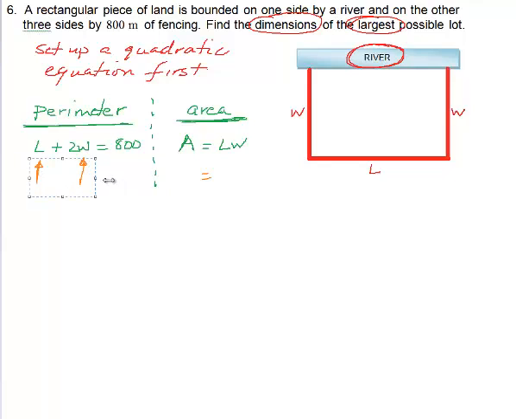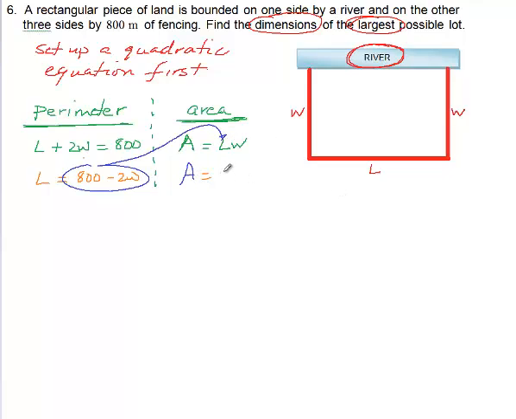And that's right, we're going to solve this one for L. So if we solve this one for L, let me go back to my pencil. We're going to subtract 2W from both sides, so we get L equals 800 minus 2W. Now, take that amount and substitute it into the other equation. So take this and put it in the other equation for L. Let's see what we get.